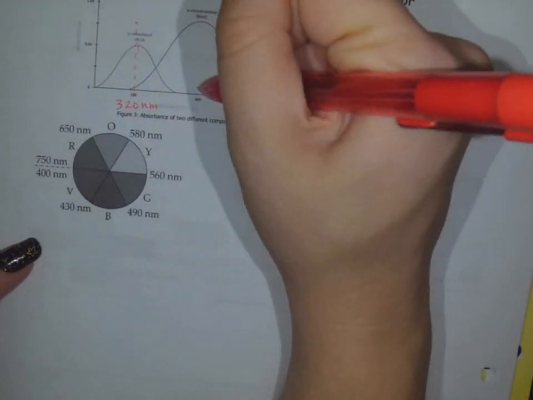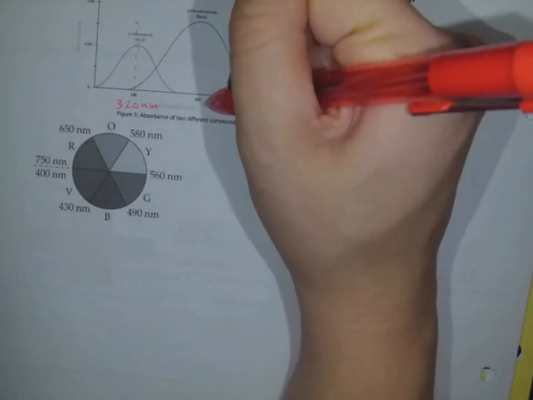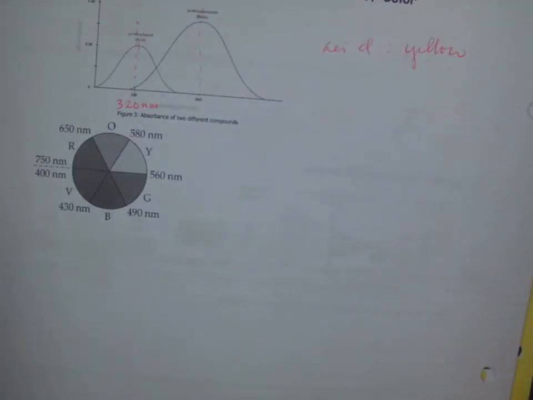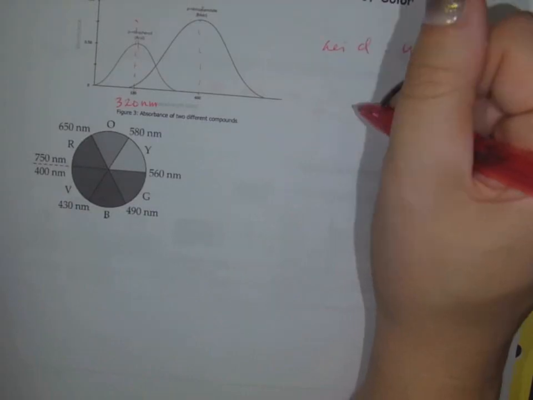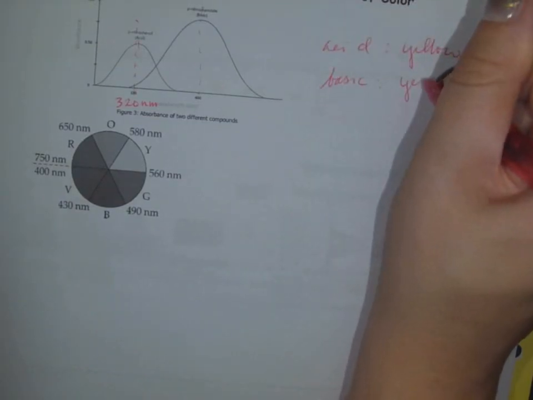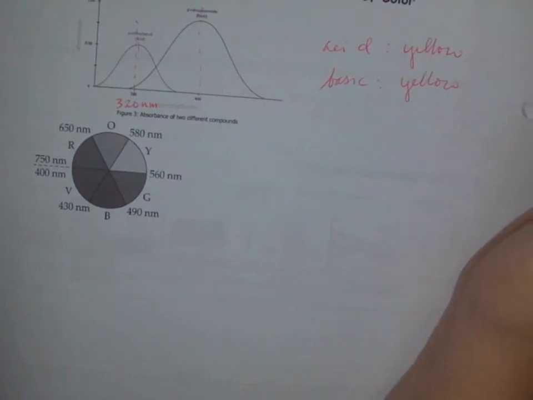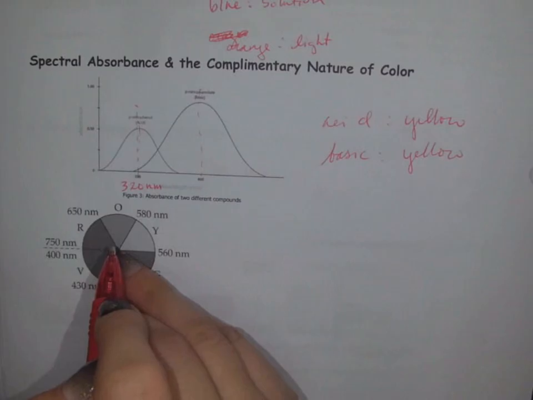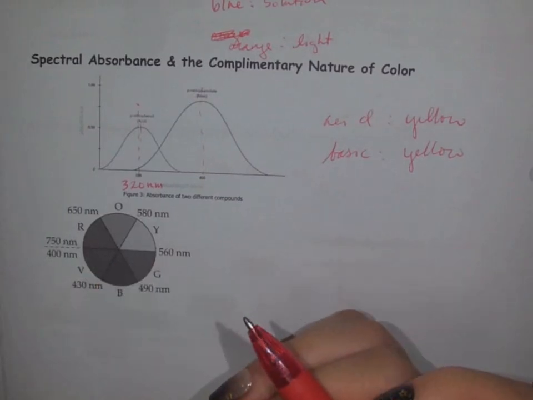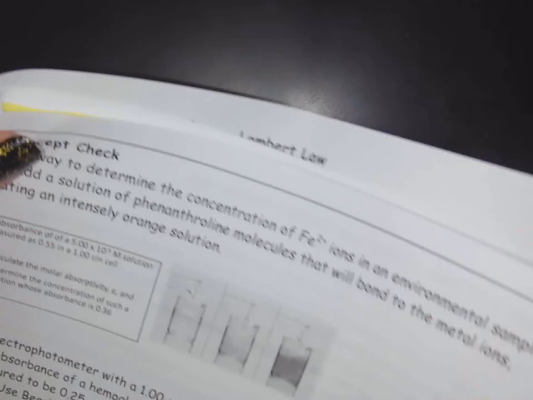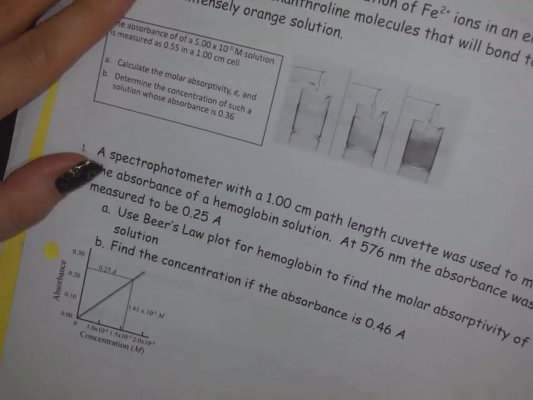Now, what about the base? We also get a yellowish color, because we have 400. It's absorbing 400, so we also get kind of a yellow color. I've seen this before where they provide something like this, but then they say, hey, this is the wavelength that was absorbed. What is the color of the solution?